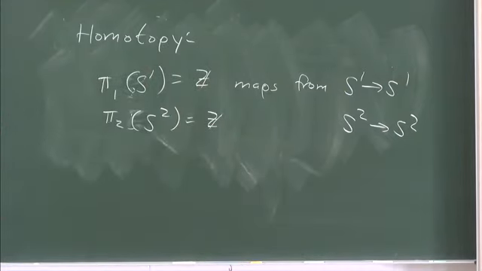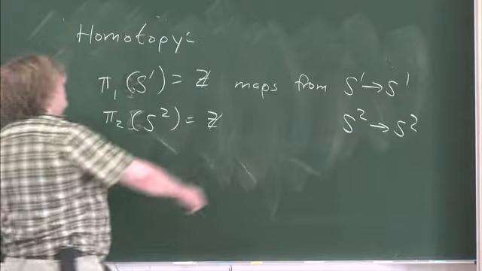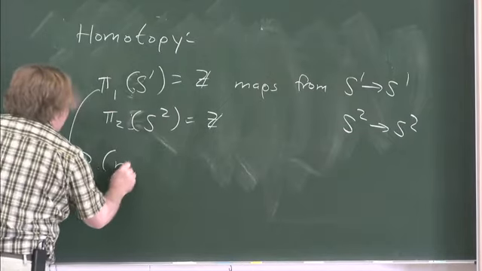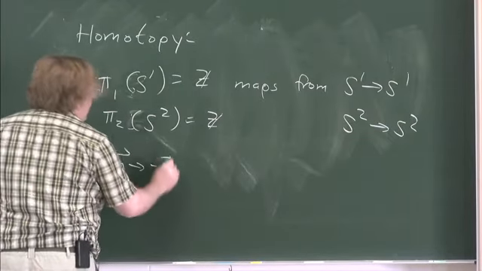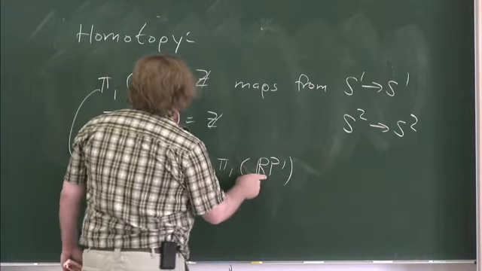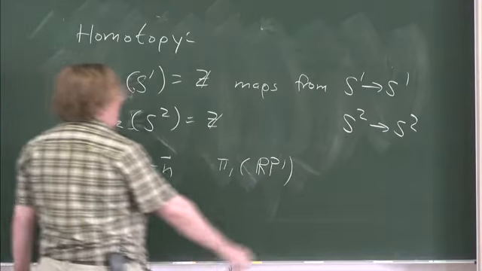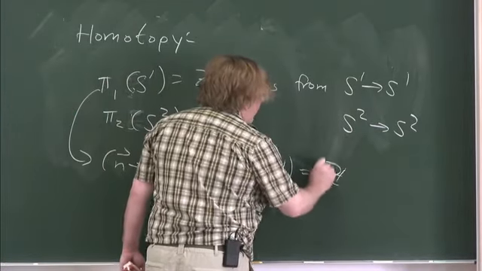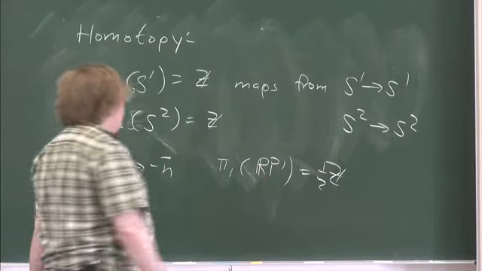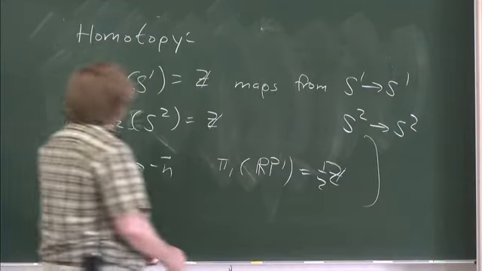Okay? Somebody asked me, what about the n going to minus n, the rotations by pi? Well, you could say those are integers, right? If I had n goes to minus n, then it's pi 1 of RP1. That's the name of the space. And that's also Z. If you want to be fancy, it's half Z. That's the same as Z. Also characterized by integers. Like so.